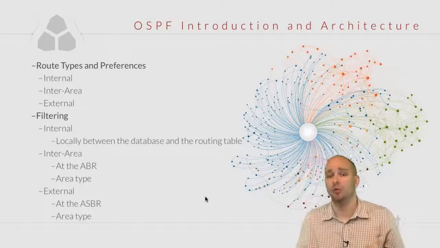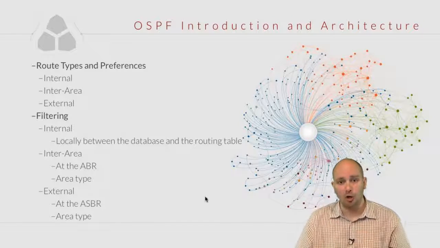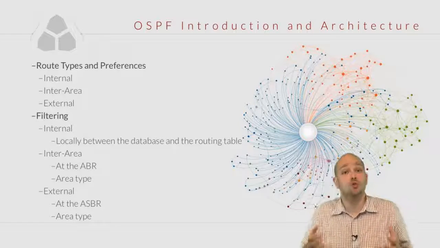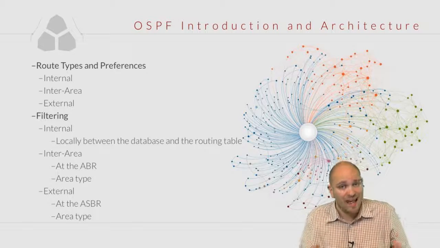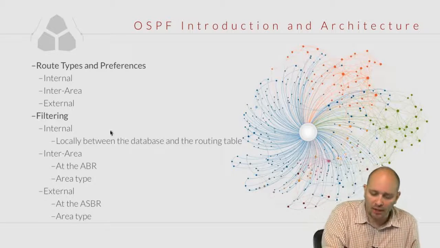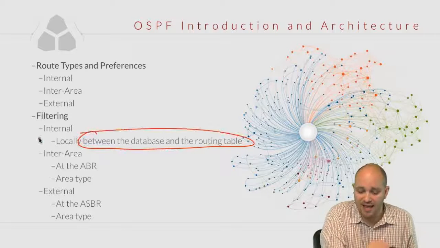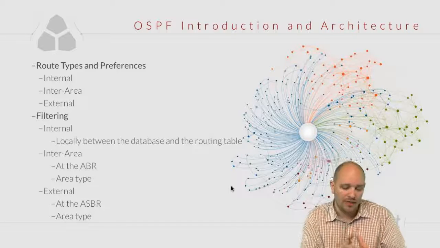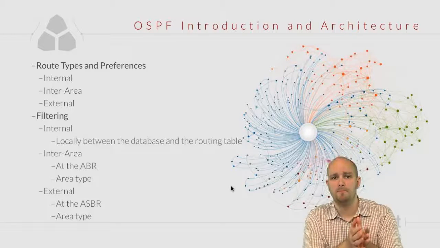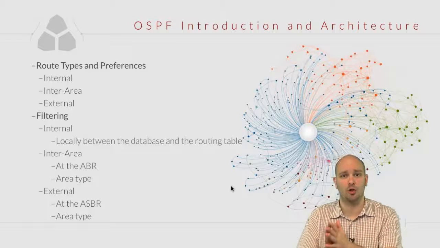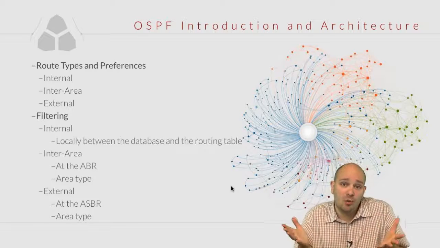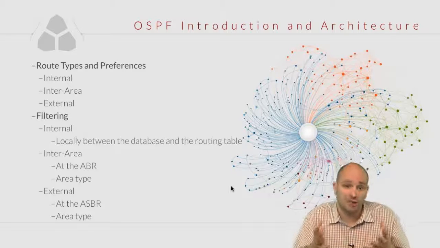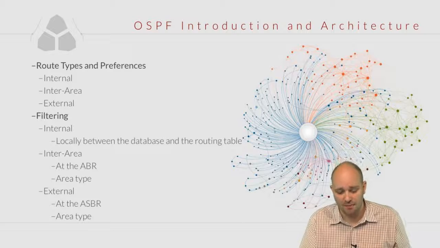But what I can do is selectively and locally, when I'm calculating my own routes, decide that I do not want to use some information. And this is what I mean by locally filtering between the database and the routing table. We can use filtering between the database and the routing table, and we can tell the router, do not use this information from the database when calculating the local routing table. But even if we filtered it locally, we would still have to inform our neighbor that we do have this routing information available.